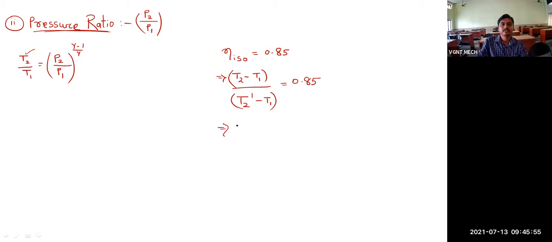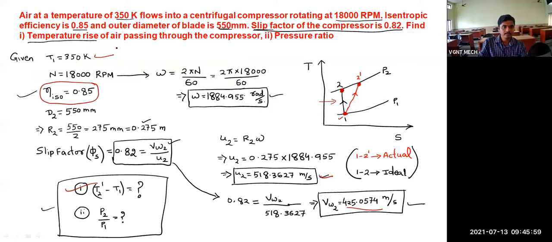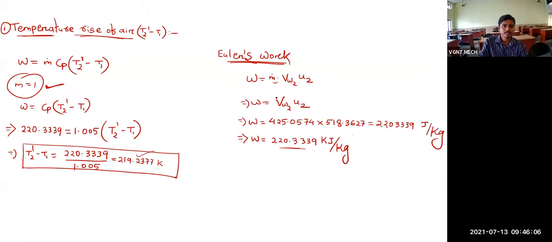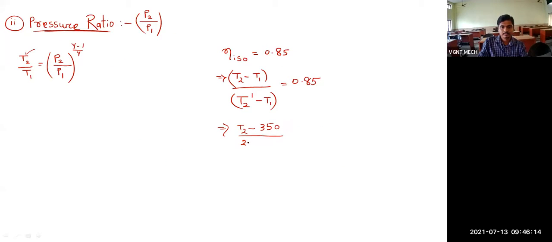That implies T2 we don't know. What is T1? T1 is 350 Kelvin, divided by T2 dash minus T1, which we already got, 219.2377. This much is equal to 0.85. Now if we solve this one, tell me how much T2 value we are getting.